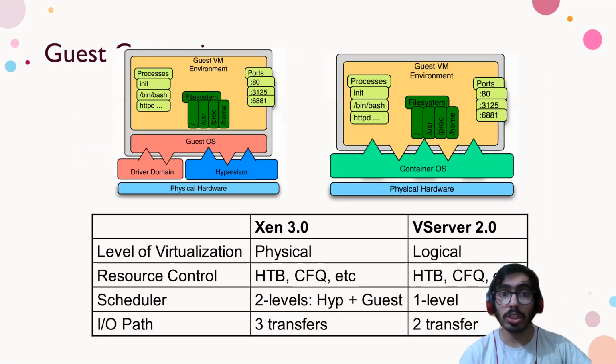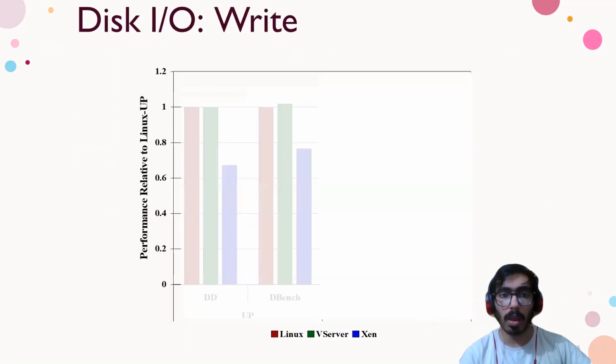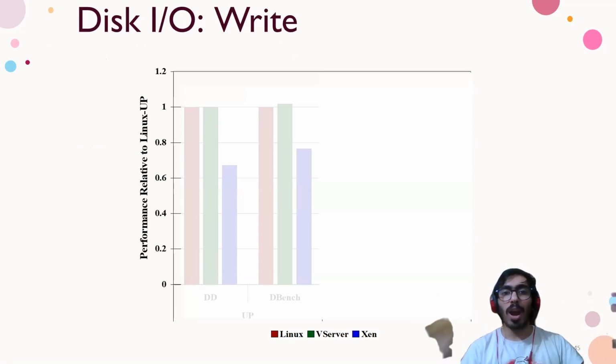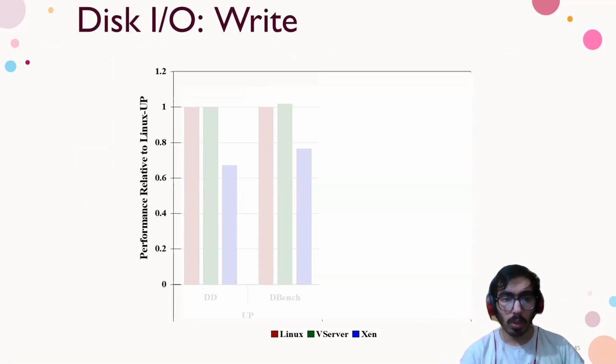So these are the implementations. Now we come to actual experimentation. As you can see, through the performance benchmarks, we compare the performance of Linux and the performance of a VServer. A VServer is basically a container. So VServer and Linux, the green and red bars, are the same. There's literally no performance difference using a container, but you lose up to 30-40% of your performance while using a virtual machine.